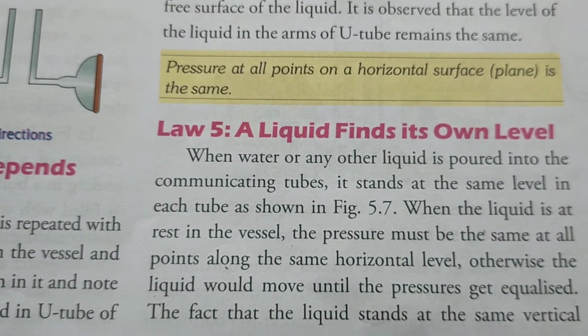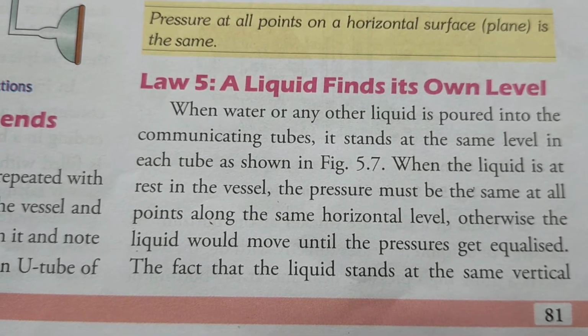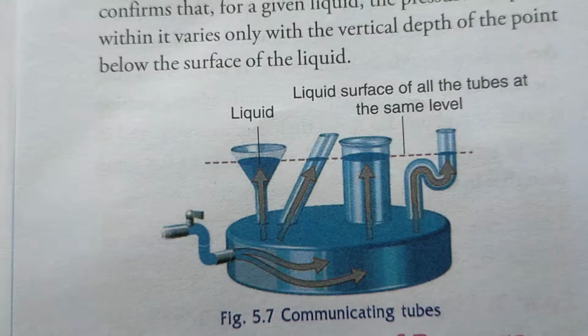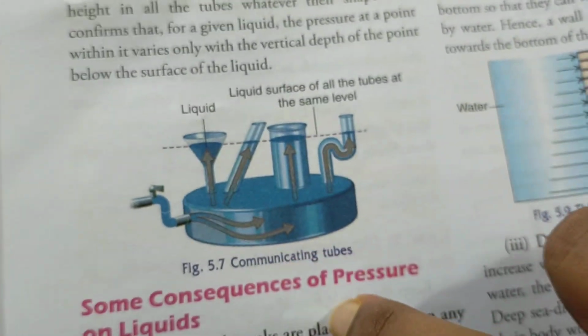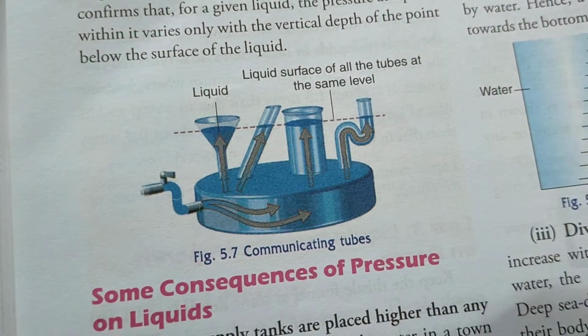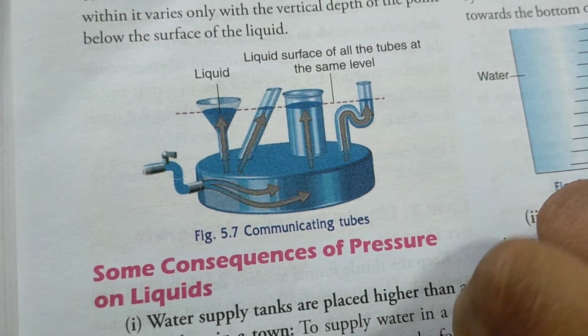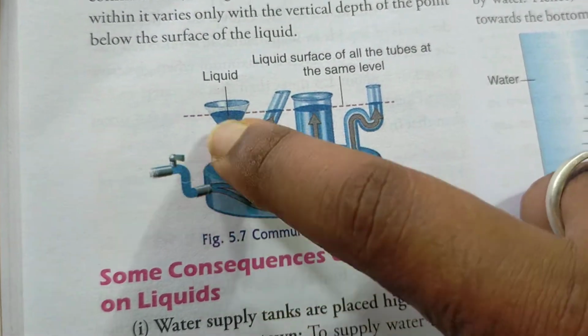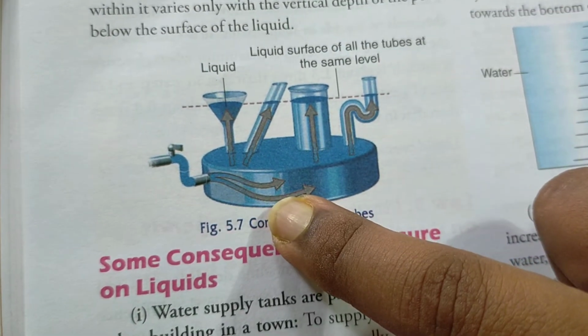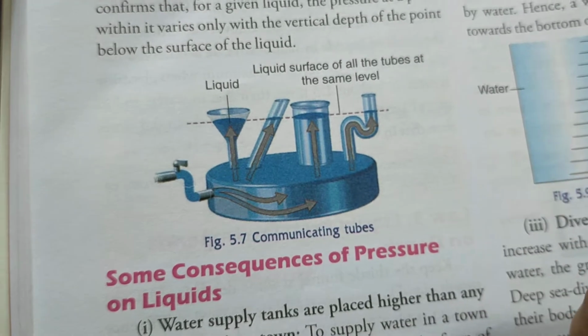A liquid finds its own level. That means whatever may be the shape of the tube, like you see in this diagram, there are connecting tubes, all of different shapes, and they are connected with a base which contains liquid. Now the liquid level is the same in each and every tube. This indicates that it does not depend upon the shape of the tube.